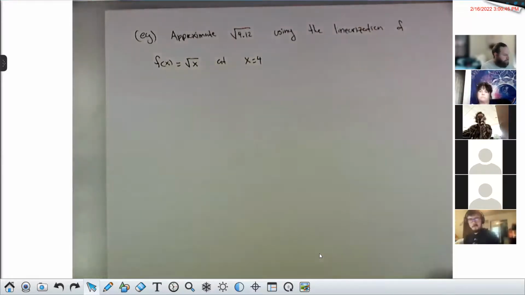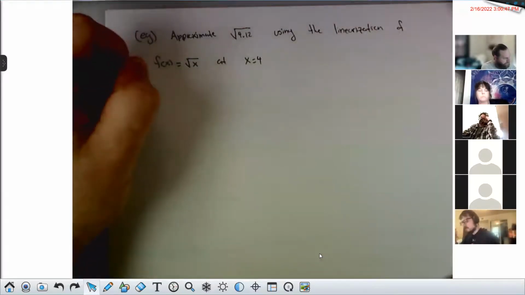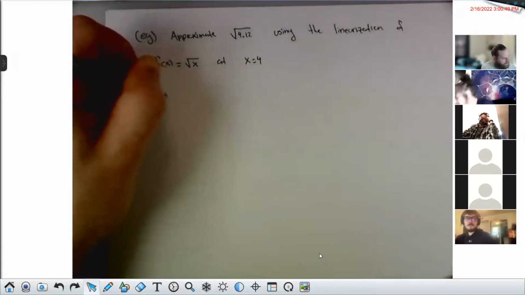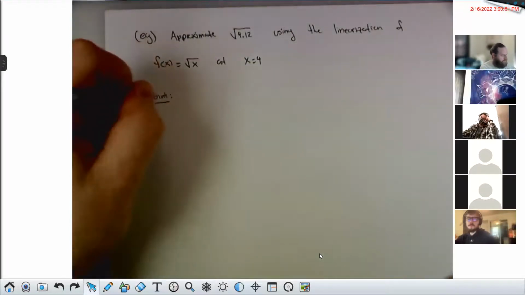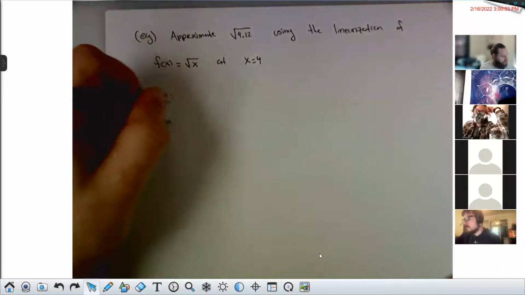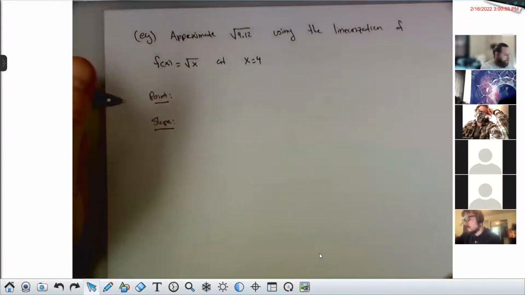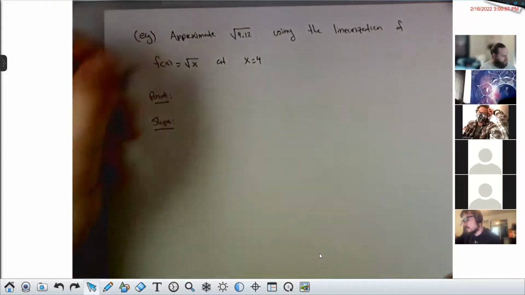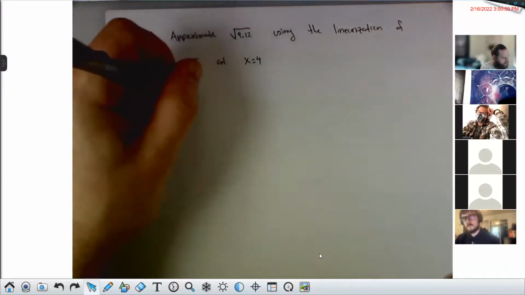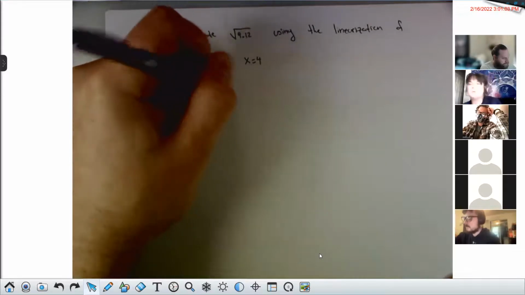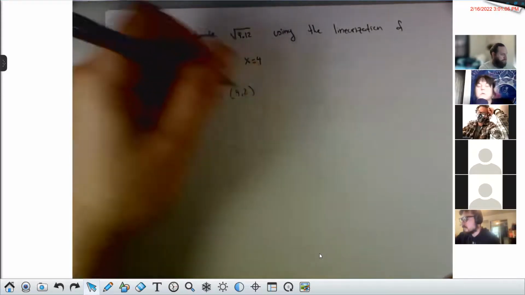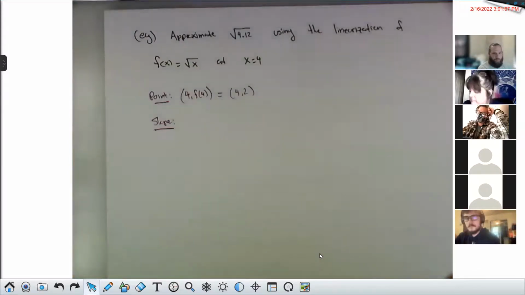So I need the tangent line, which means I need the point and I need the slope. The point is 4 comma f of 4. And since f of x is the square root of x, that's 4 comma 2. That's my point of tangency.